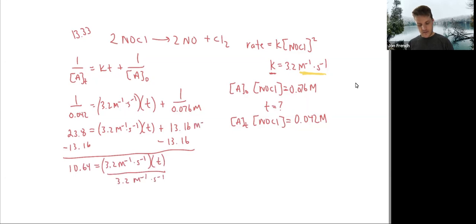And my units here are inverse molar, and my units here are inverse molar. So divide by 3.2 inverse molar, and that cancels out. And so 10.6 divided by 3.2, I get 3.3 seconds for my change in time.